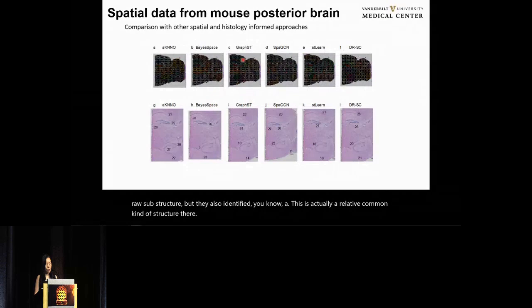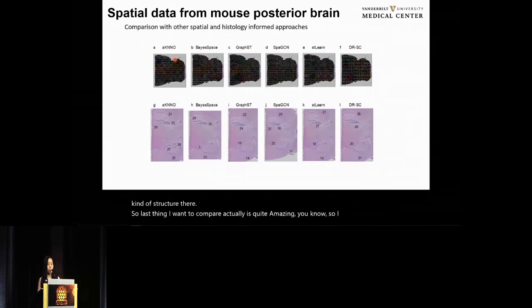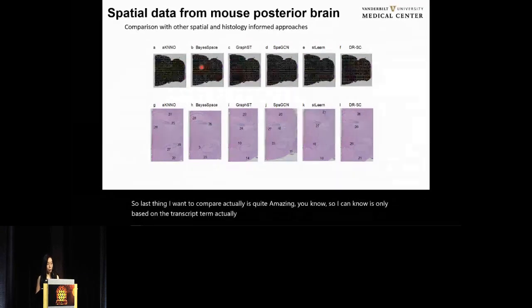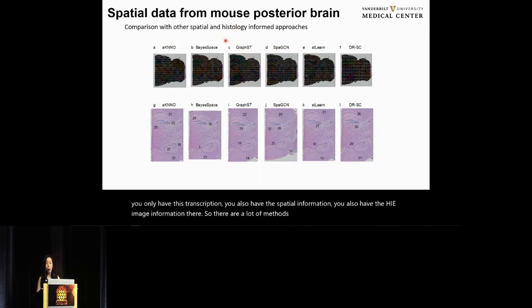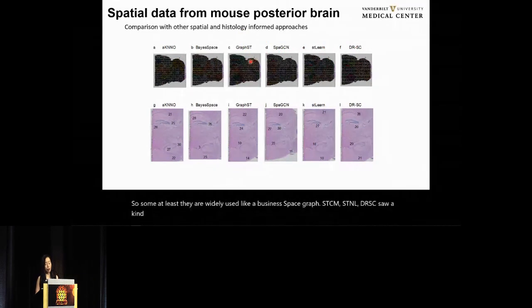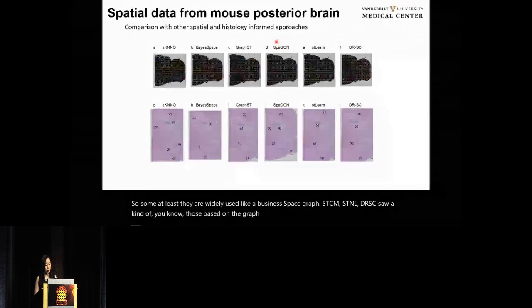So the last thing I want to compare, which is actually quite amazing, is that AKNO is only based on the transcriptome. This is a spatial transcriptome, which means that besides the transcriptome you also have the spatial information, and you also have the H&E image information there. So a lot of methods have been developed trying to incorporate the spatial and image information to improve the clustering performance. I listed some widely used ones like BayesSpace, GraphST, SpaGCN, STlearn, DR-SC. Some are based on graph convolutional networks like SpaGCN, those deep neural network methods.